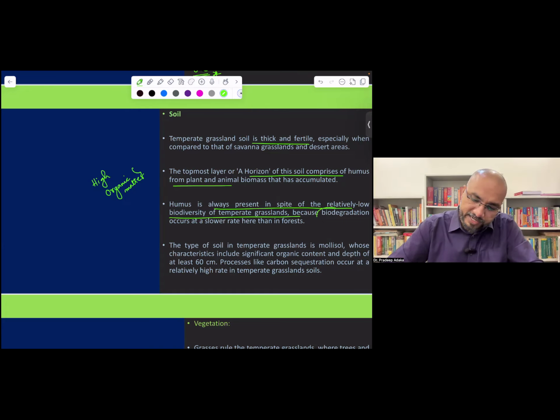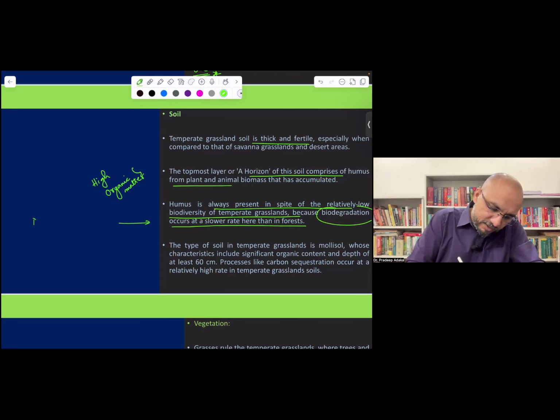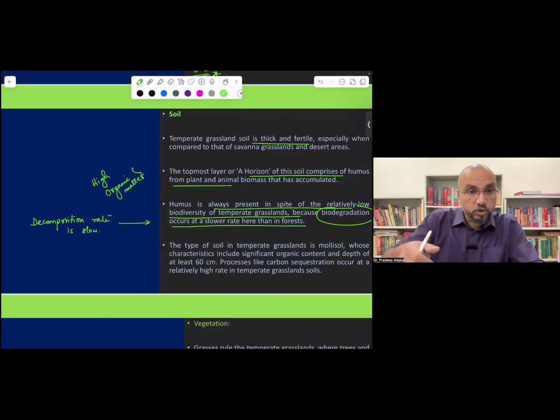Now, because biodegradation occurs at a slower rate when compared to forest, the decomposition rate is slow. So more organic matter will accumulate and less will be removed. So this type of soil in temperate grassland is called molly soil. So rich in organic matter. Molly soil, the main characteristic of molly soil is rich in organic matter.